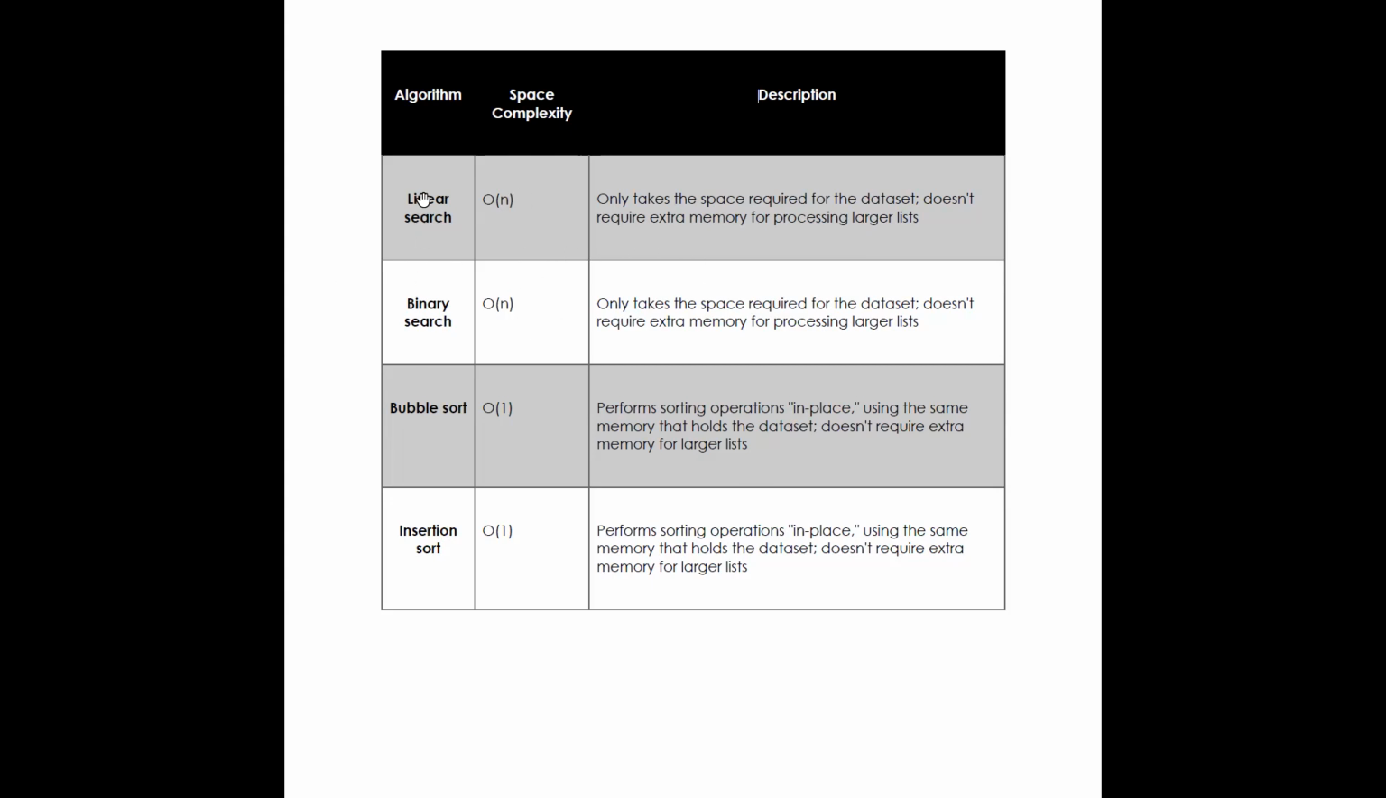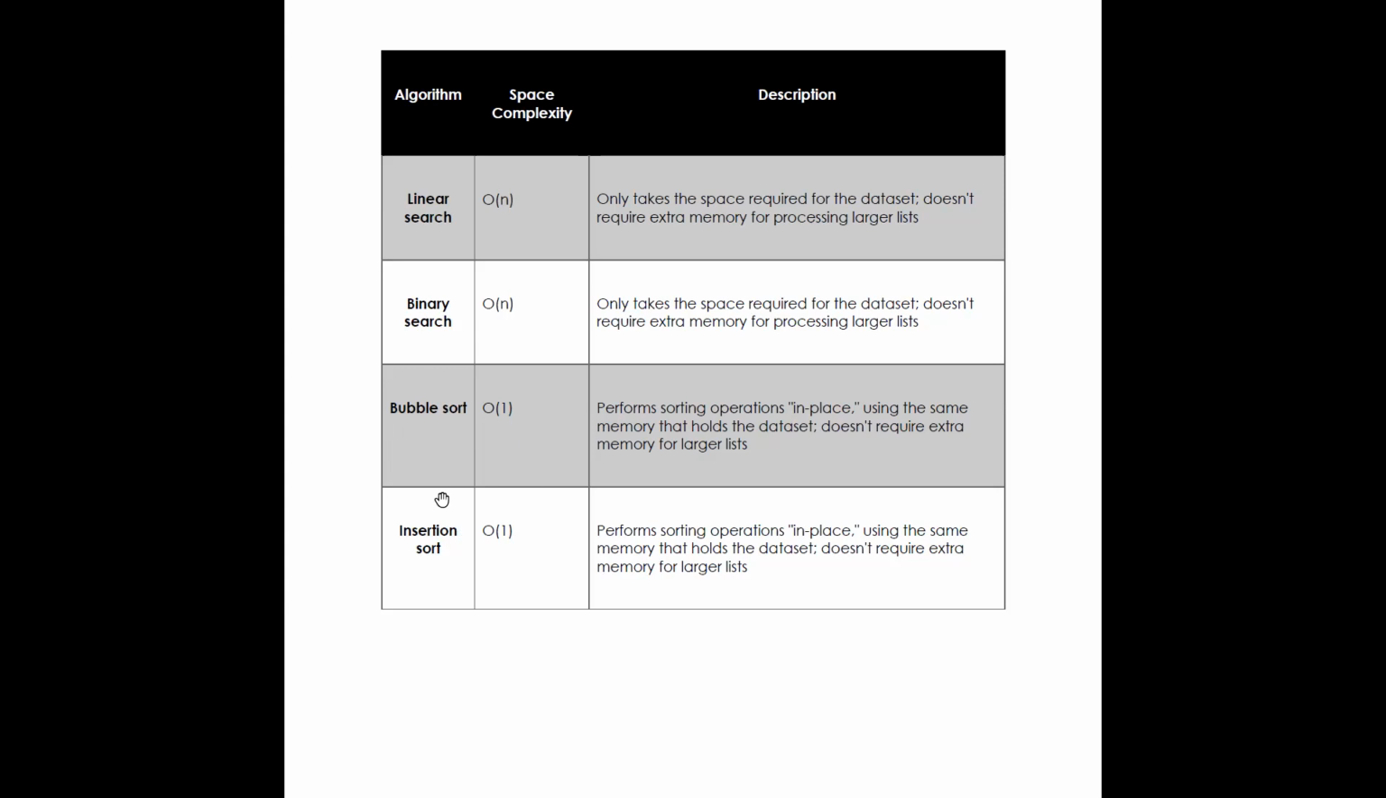These algorithms only take the space required for the dataset, as they don't require extra memory for processing larger lists. For example, if we have a dataset of 1,000 items, these algorithms would need memory to store those 1,000 items. If the dataset grows to 2,000 items, the memory requirement would also double. Despite the memory growth, these algorithms are still relatively efficient when it comes to space complexity, as they don't use additional memory during processing.